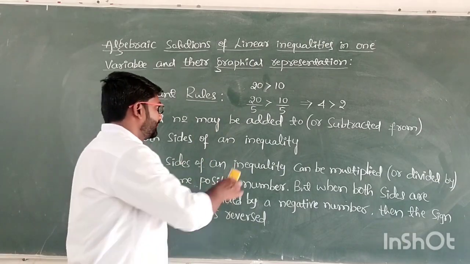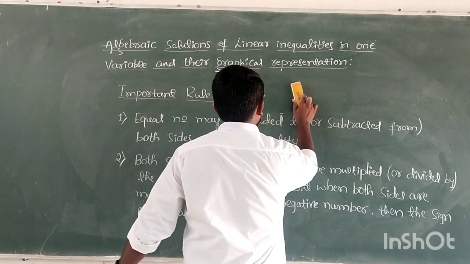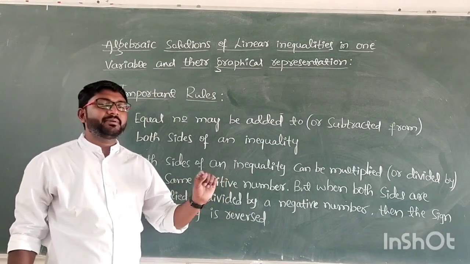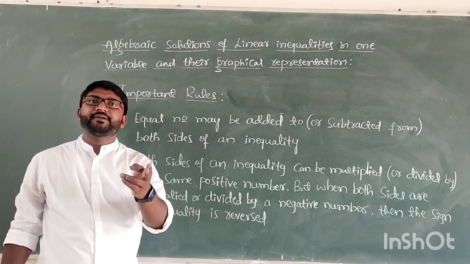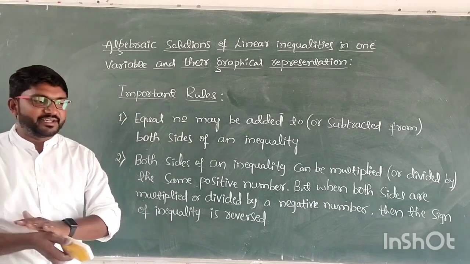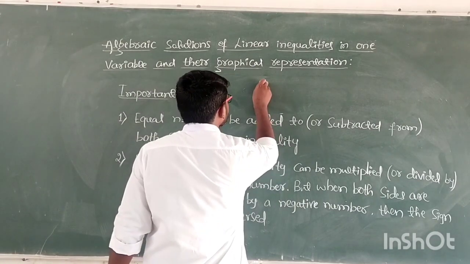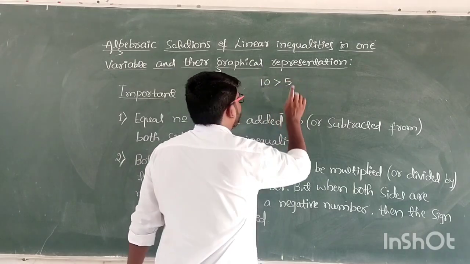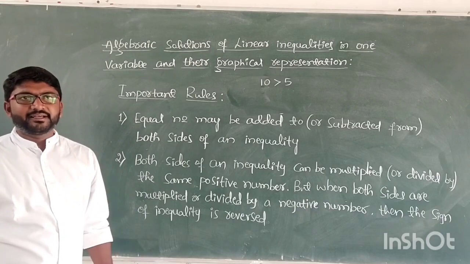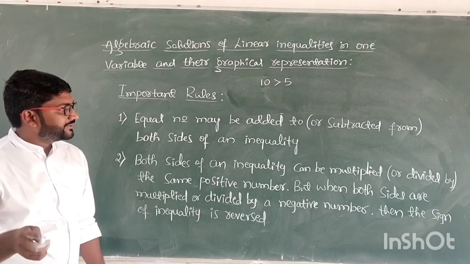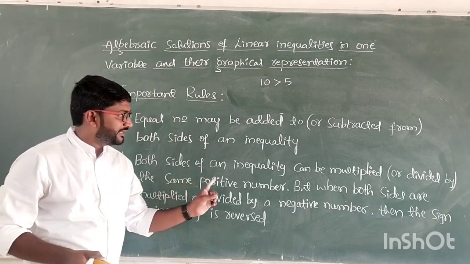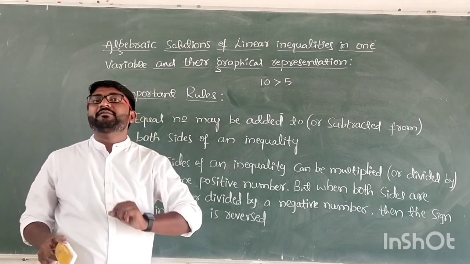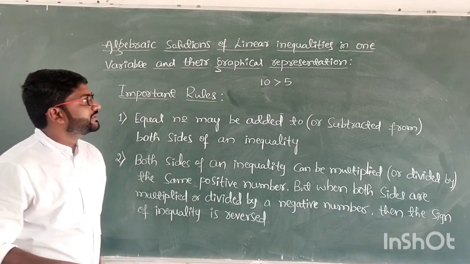So now we'll take another case. We have an important rule here. What happens if we multiply by a negative number on both the sides, and if we divide by a negative number on both the sides? Let us take up that example now. 10 greater than 5, this is an inequality. Let us multiply both the sides by a negative number. So remember this: when you multiply by a negative number or divide by a negative number, the sign of inequality is reversed. You should keep this in mind.